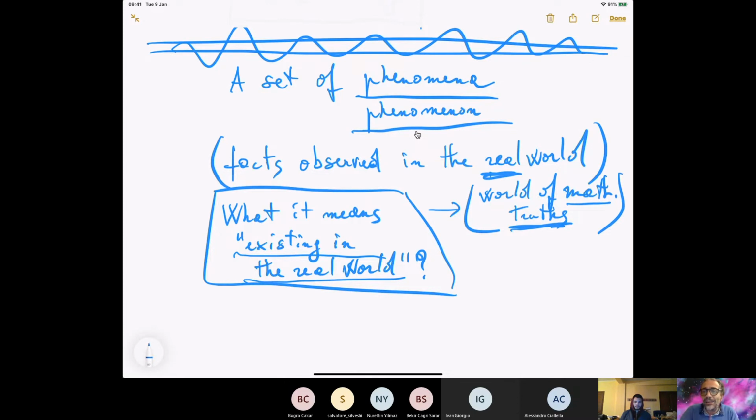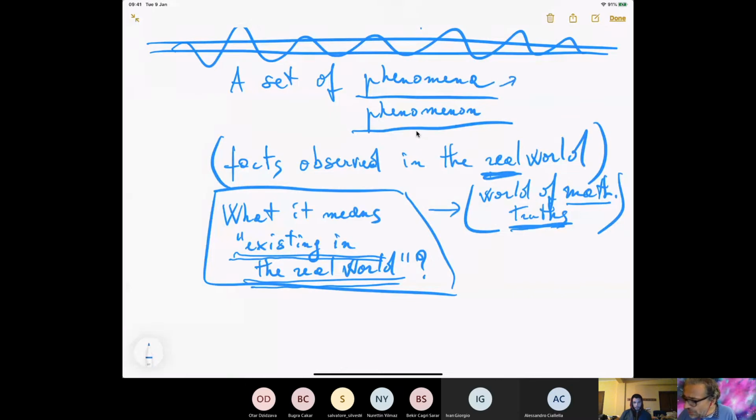We agree that everybody in our classroom accepts the same set of real facts about the world. So everybody here agrees about what is existing in the real world. Or if you like, as a modern philosopher of science said, we are all crazy in the same way, so that we all believe in the same reality. Okay. Okay, so we have a set of phenomena.